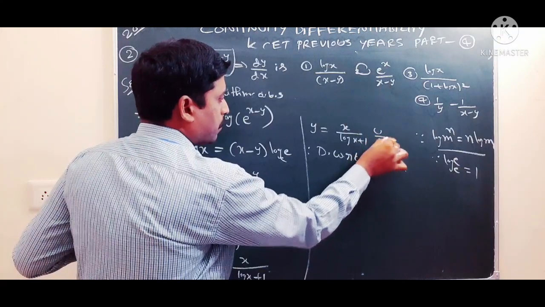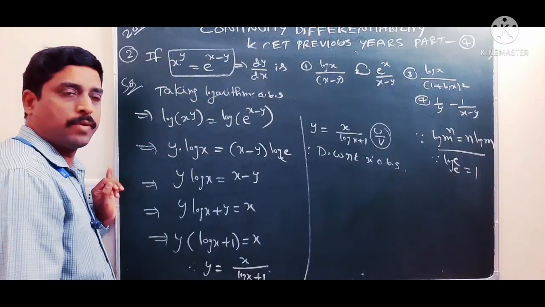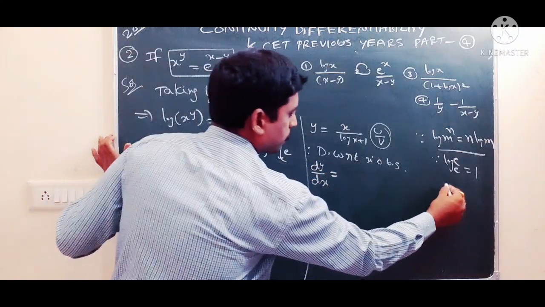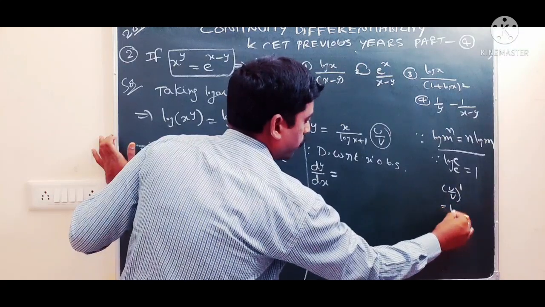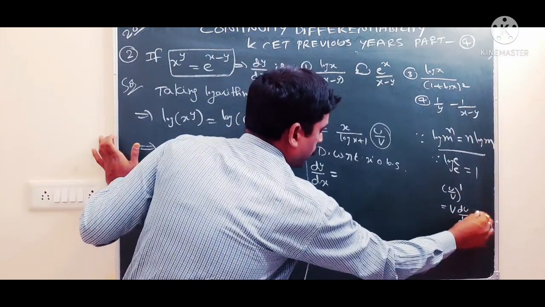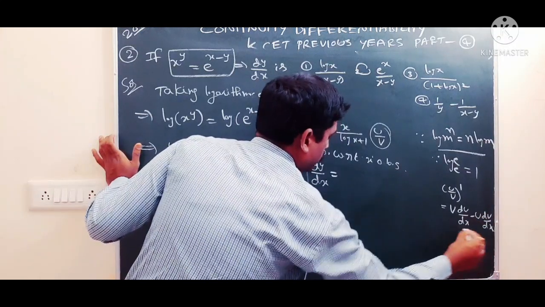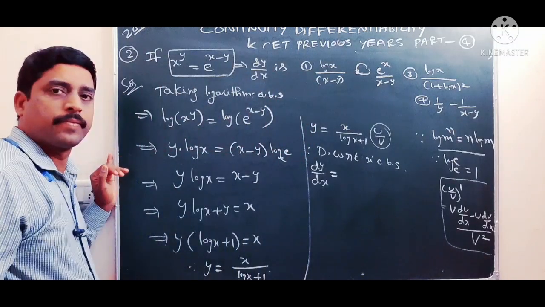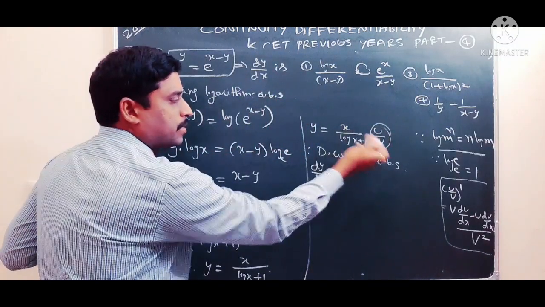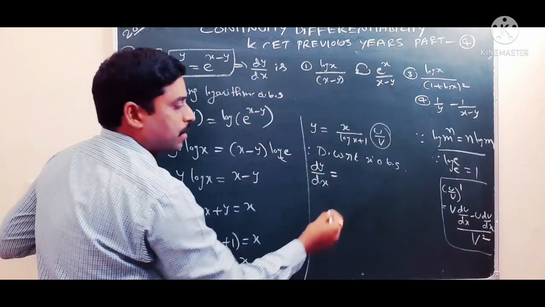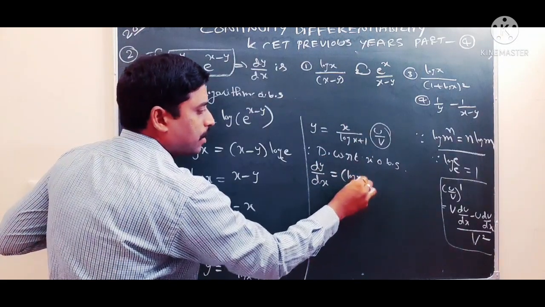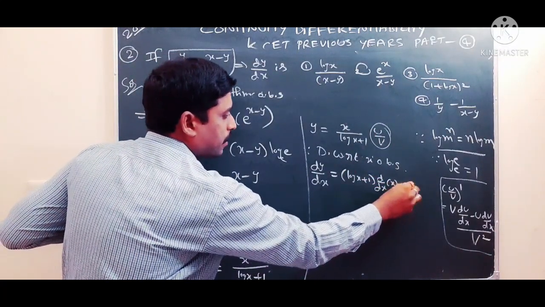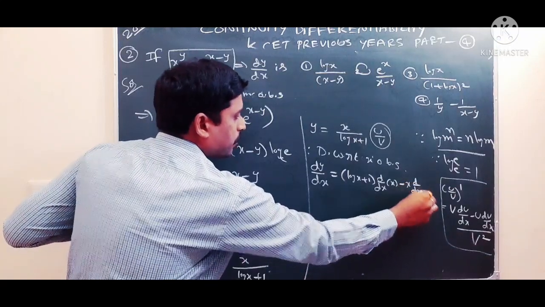By using the u by v formula. So what is the u by v formula? dy by dx is equal to, u by v whole dash is equal to v into du by dx minus u into dv by dx, this whole divided by v square. That is the u by v formula. Now where u and v, substitute x and 1 plus log x. v into derivative of u minus u into derivative of v.